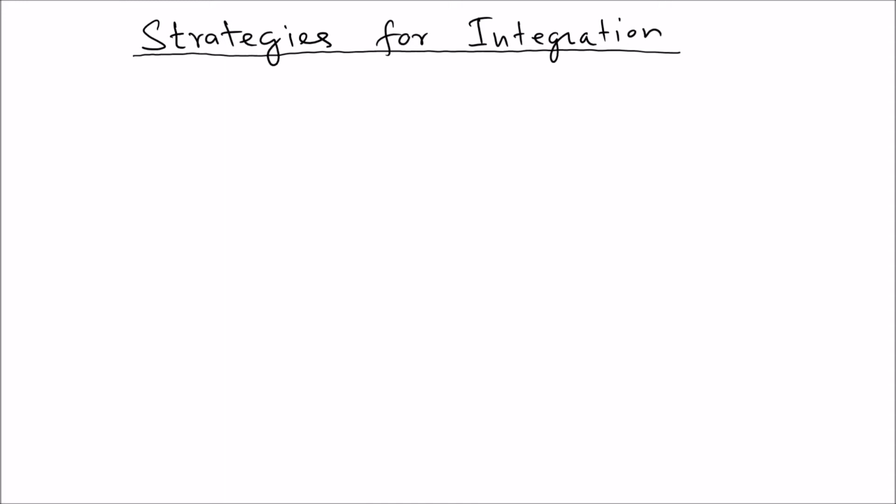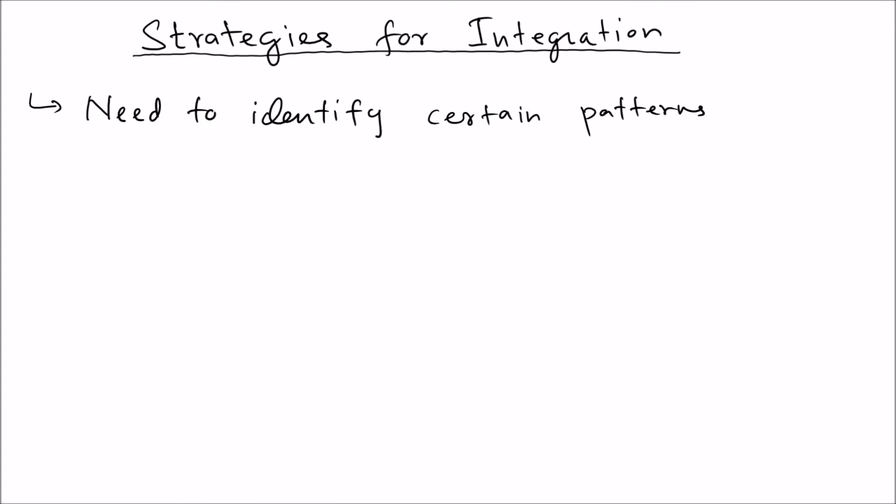So the best way to do integration is, I should say, we need to identify certain patterns. If you identify those patterns, then you can easily integrate. So we can start with this. The first step is we identify certain patterns. Before we identify certain patterns, let's recall some of the things that we did earlier.